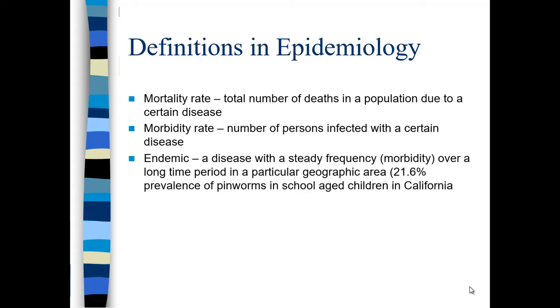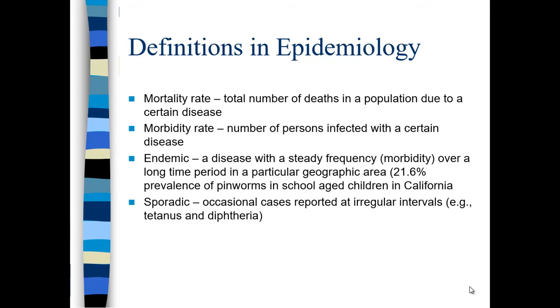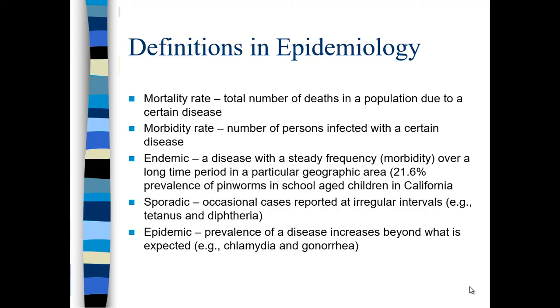So we call that endemic because we see it all the time. Sporadic is just occasional cases reported at regular intervals, like tetanus and diphtheria. There are usually less than 10 cases in the United States every year. And then epidemic is when the prevalence of the disease increases beyond what is expected or what is considered normal.